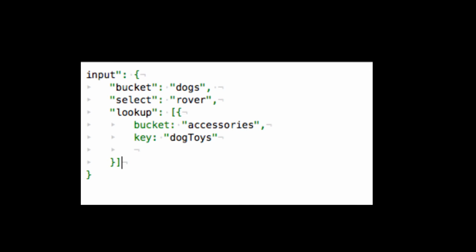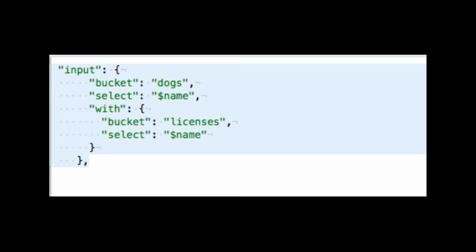A node input can also specify additional data sources to be added to the data passed to the node. There are 2 different ways of specifying this, lookup and with. Lookup simply specifies 1 or more additional buckets to select data from. So in our dog example, I might look up the accessories bucket and select the dog toys key, so I'd have details about both Rover and any toys he might want to play with. With works similarly to an SQL join, in that it allows me to select data from the second source which matches a key in my first source.